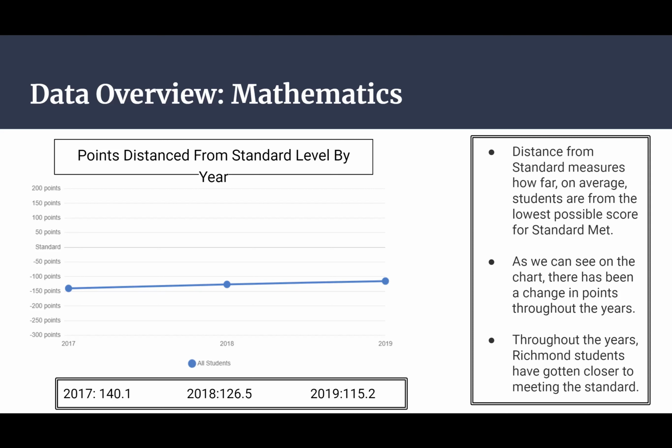And as we can see in the chart, in 2017, we did not meet standards. We were at 140.1 points. In 2018, 126.5. In 2019, 115.5. So throughout the years, Richmond students have gotten closer to meeting the standard, but we're not there just yet. The next slide, please.